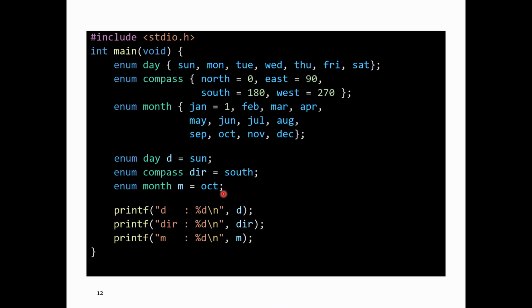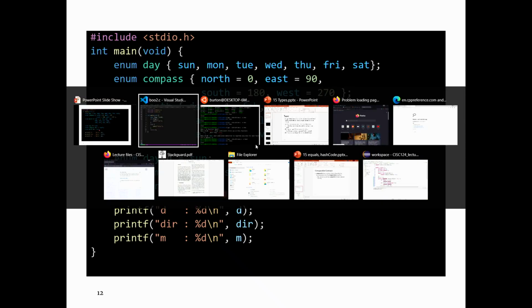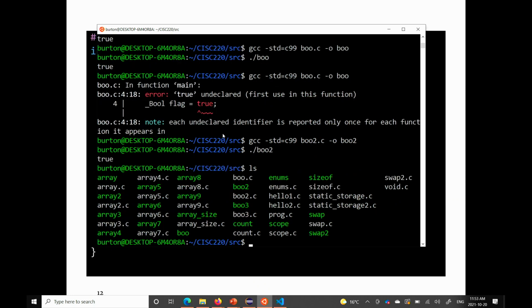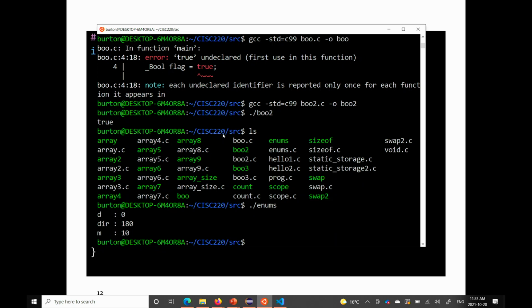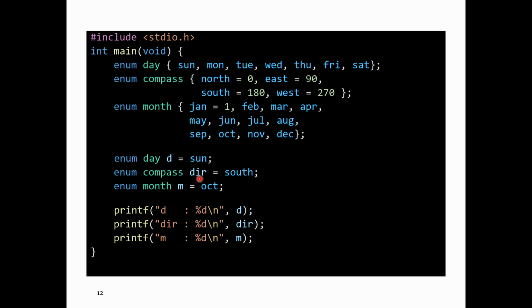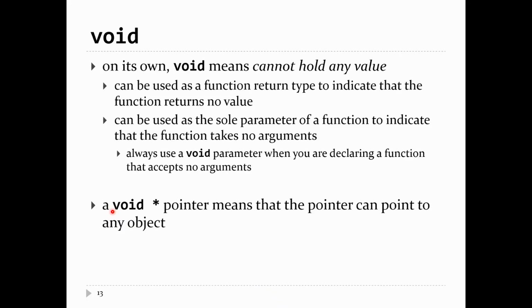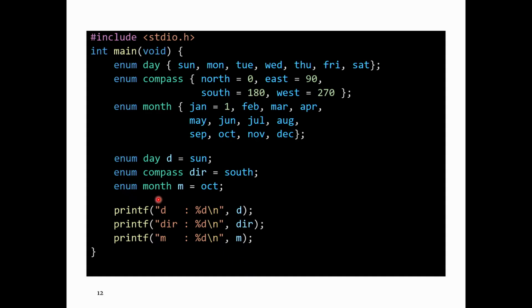If you run this little program, which I probably didn't compile either. I did. Enums. You get d is 0, dir is 180, and m is 10. So they're just int values. That's all they are. And you can actually change them to be some other value if you wanted to, because they're just ints. All right, so that's the enumerated types. You will occasionally see these because they are useful for creating named constants.